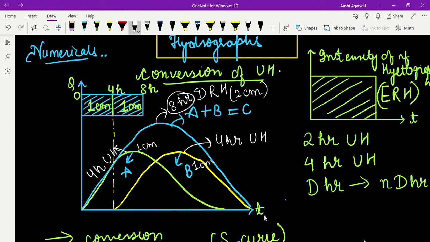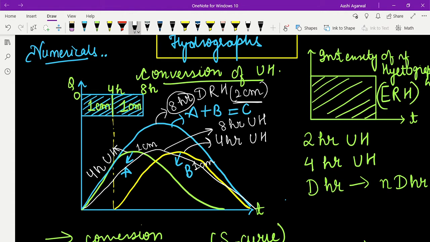So from here to here, somewhere like this, this final white curve will be your 8-hour UH. What you have done is, from the 8-hour DRH, you have divided the ordinates by 2 to get an 8-hour UH.